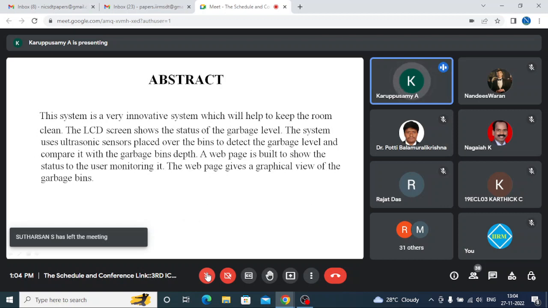Abstract. In this project, the trash collector is very innovative. It will help to keep the room clean, for example in a hospital, school, or college. This trash collector automatically suctions the trash nearby. It will automatically alert once the trash collector is full and send a message to the cleaning man's mobile. The LCD screen shows the status of the garbage level. This collector uses an ultrasonic sensor placed over the dustbins to detect the garbage level. And a web page is built to show the status to the user monitoring it. The web page gives a graphical view of the garbage bins.